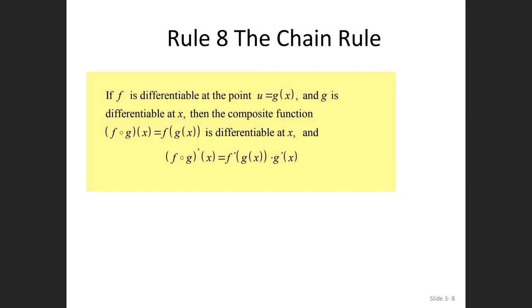If f is differentiable at the point u equals g of x, and g is differentiable at x, then the composition function f of g of x is differentiable at x, and the derivative of f of g of x is equal to f prime of g of x times g prime of x. What are they talking about? All right, here's what they're talking about.